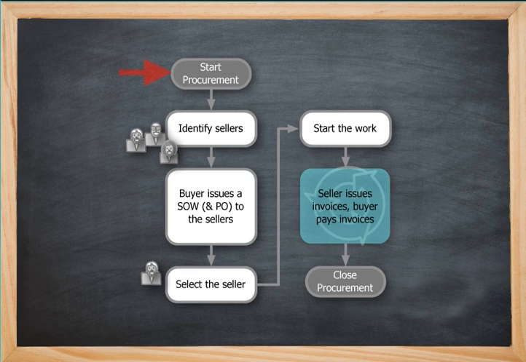Okay, let's go through what's involved with the procurement process. At the start, you would want to identify the sellers. Usually there's more than one. The buyer releases the statement of work and possibly a purchase order to the sellers. The sellers respond. The buyer selects the seller. You start the work. The cycle commences with the seller issuing invoices and the buyer releasing payments, or whatever other terms you have agreed to, until the work is completed. Finally, the procurement process is closed.